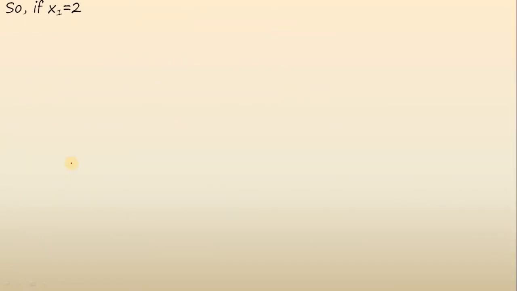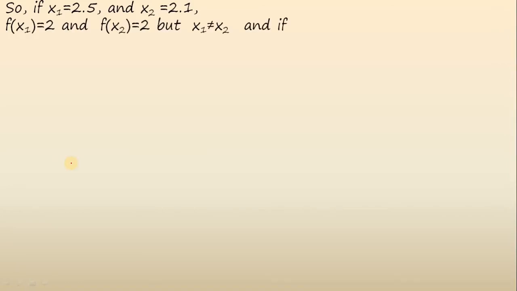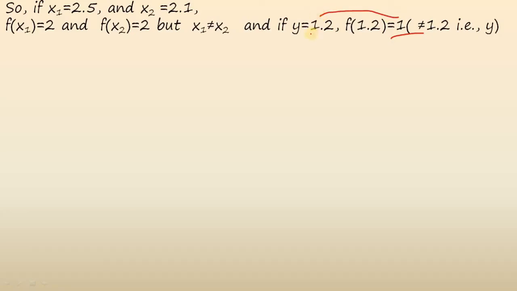For 1-1, let's take x1 as 2.5 and x2 as 2.1. When you apply the greatest integer function, when you round it off, both will come to 2, but x1 is not equal to x2, so it cannot be injective. And for surjective, if you take y as 1.2, when you apply the greatest integer function, it becomes 1, which must actually be equal to the original number, which is not. That means f of x must be equal to y for onto, which is not satisfied. So it is not 1-1 and it is not onto.